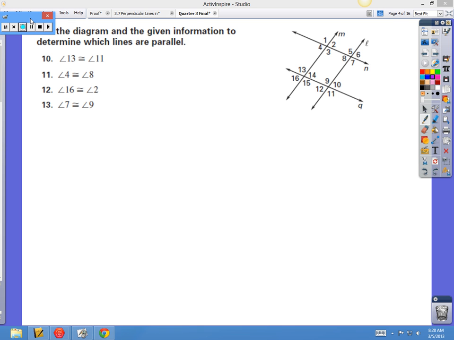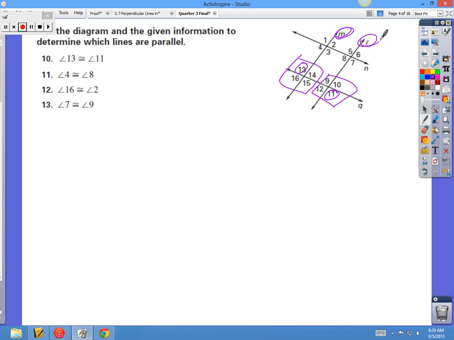Okay, look at the diagram. Use the given information to figure out which lines are parallel. So angle 13 is congruent to angle 11. Angle 13 and angle 11. Okay, look at what we were talking about. 13 is in this left 4, and 11 is in this right 4. So you're linking line M to line L. So this is going to be M is parallel to L.